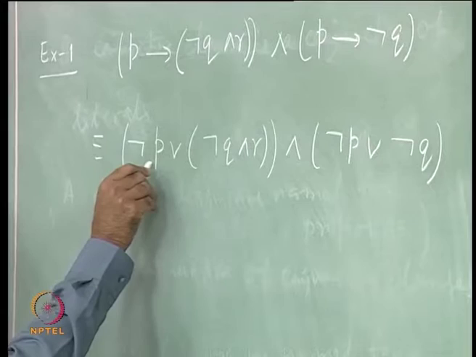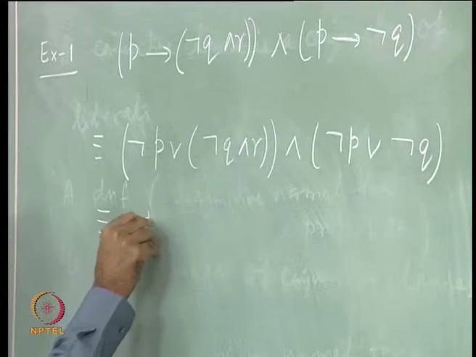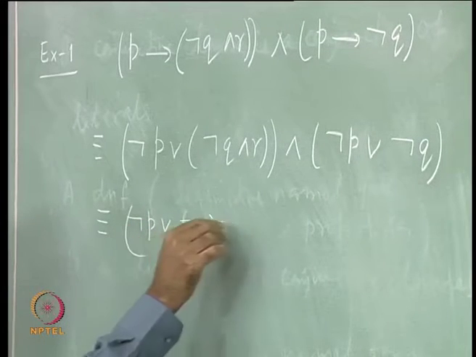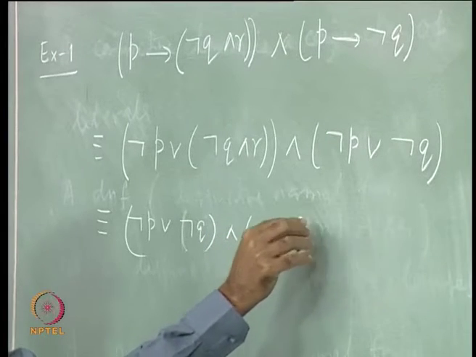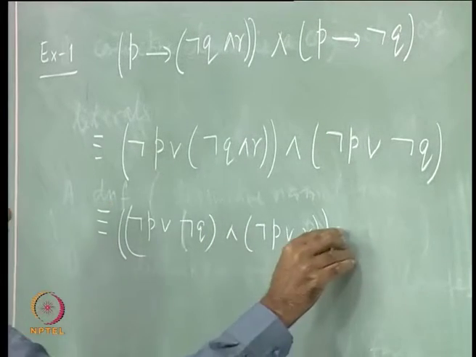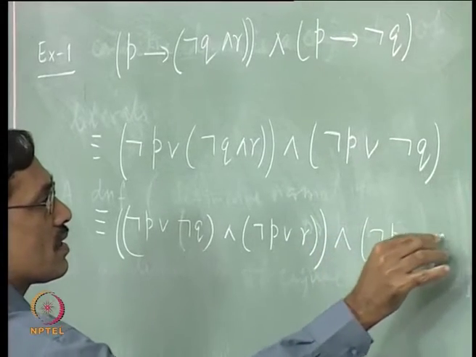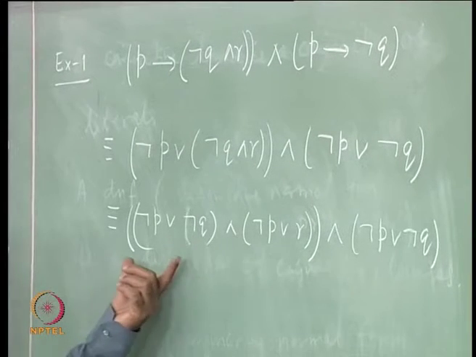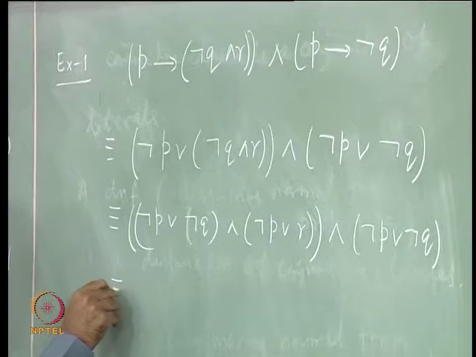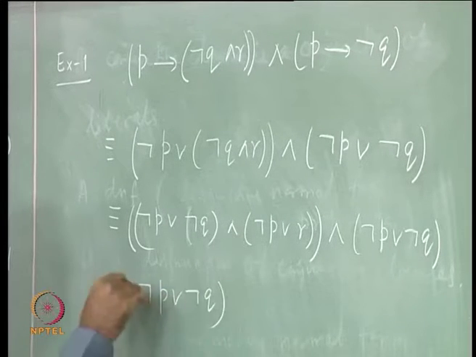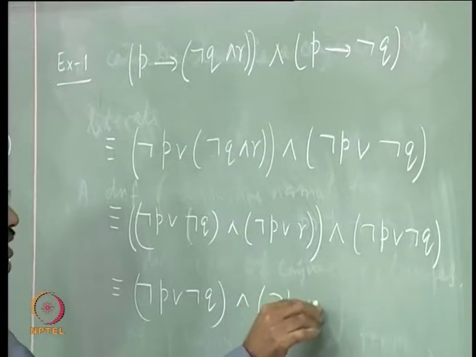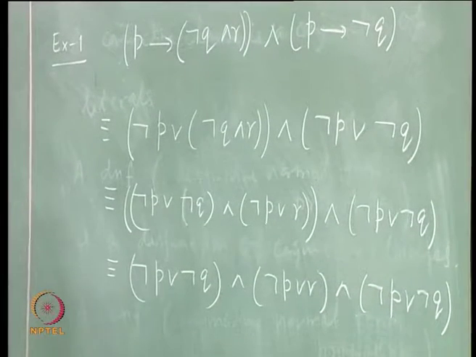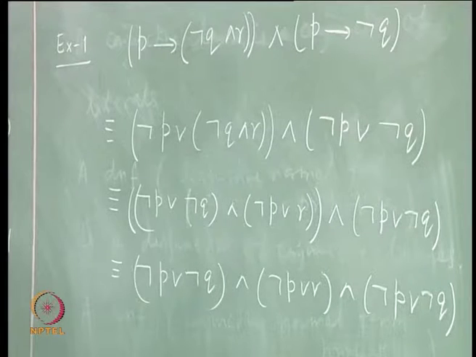So, now this not p when distributed over this gives not p or not q and not p or r and not p or not q, fine. So, due to associativity we can forget the brackets. So, we just write it as not p or not q and not p or r and not p or not q. Fine.